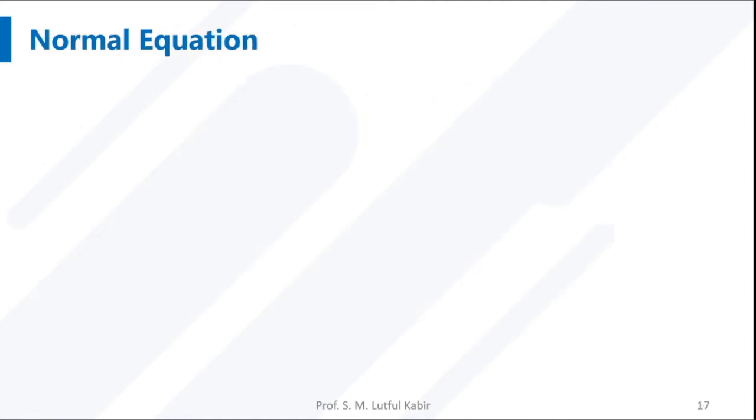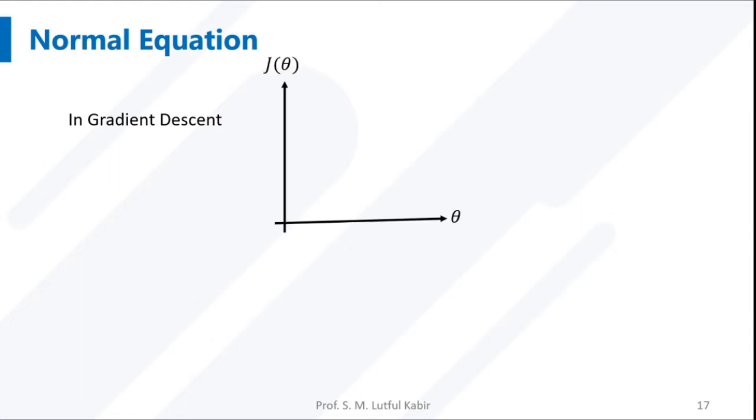Now we'll discuss the normal equation. Normal equation means instead of having an iterative process, we'll derive an equation where theta can be directly found, and the process is described in these slides. So first of all, let us recollect the gradient descent algorithm. In the gradient descent, the j theta looks like this one, and we have to minimize this j theta.